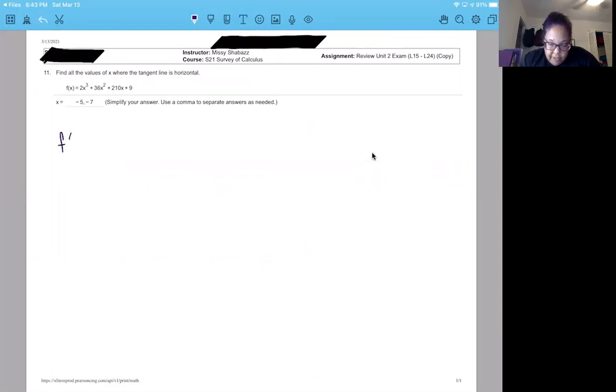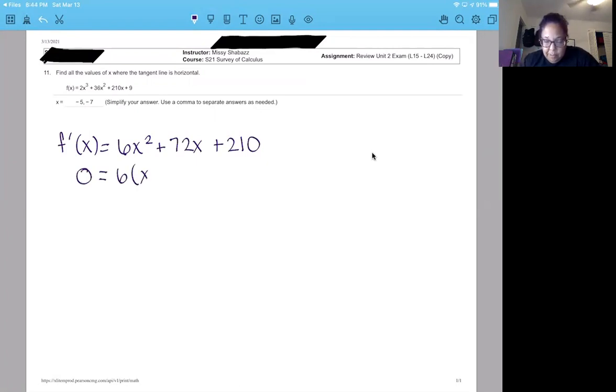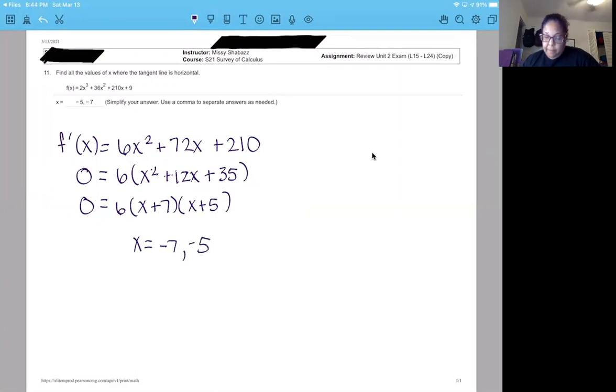So the derivative is 6x squared plus 72x plus 210. I set that equal to 0, and then I'm going to factor because I want to solve for x. I think I can factor out a 6. That gives me an x squared plus 12x plus 210 divided by 6 is 35. And that factors as x plus 7, x plus 5. So x equals -7 and -5.